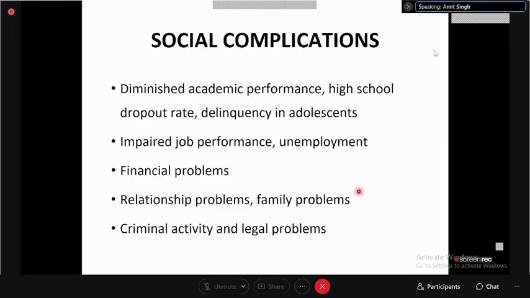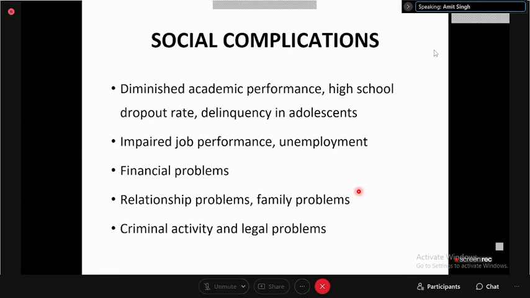Now, coming to the social complications, cannabis use is associated with diminished academic performance, high school dropout rate, and delinquency in adolescents. It is also associated with impaired job performance and unemployment. It is associated with financial problems and relationship problems. Also, often the cannabis users face physical altercations with their family members. So, family related problems also occur.